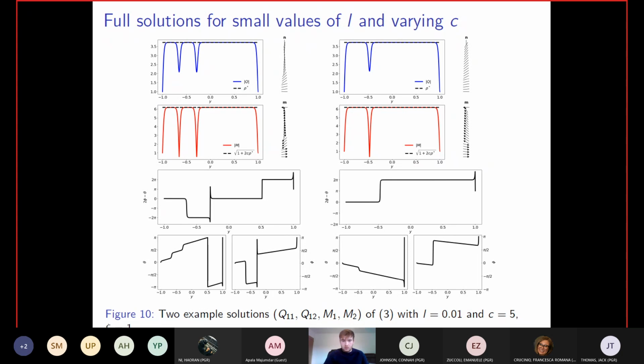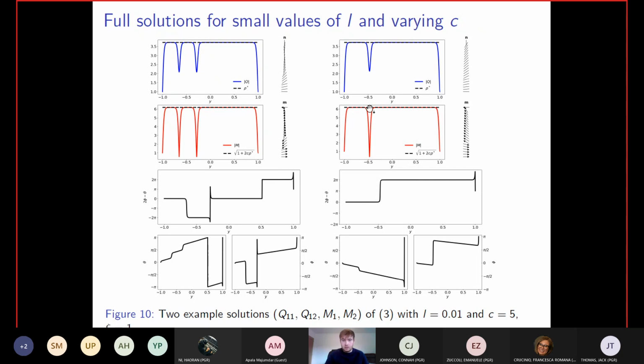And once again, now let's look at a larger value of C, and this time take C equal to 5, and we can observe much the same thing as before, but you'll notice the big difference is that we have these non-trivial local minima appearing in both mod Q and mod M, and where these minima occur, we also observe jumps in the theta and phi plots. And if this was to be observed experimentally, these solutions would have distinct optical signatures.